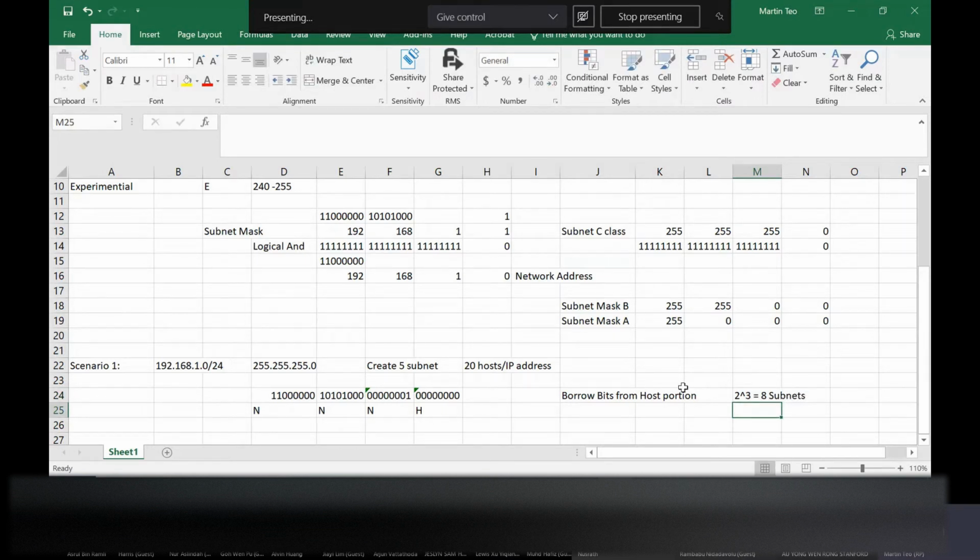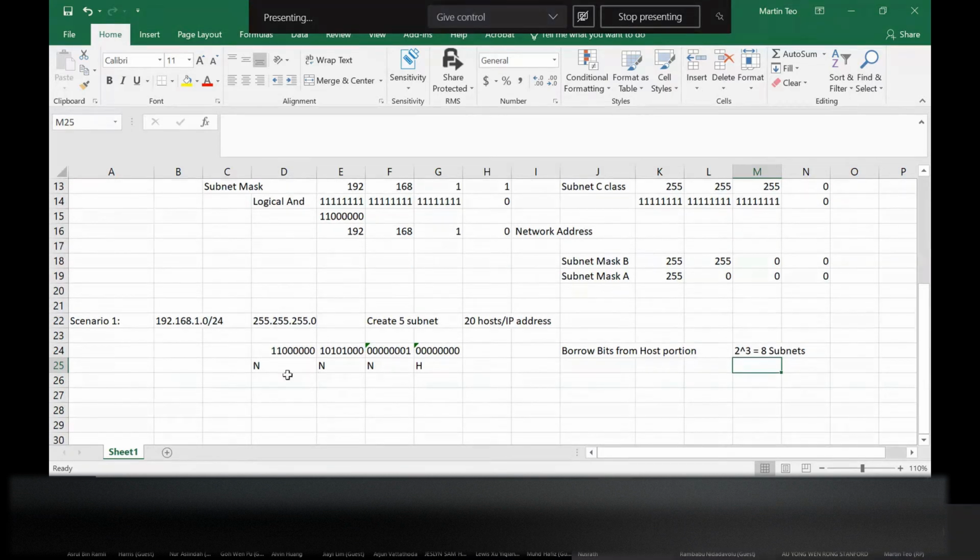All right. So over here, all right, then over here, okay, we borrow 3 bits. This will become 1, 2, 3, 4, 5. This will be the new subnet mask. Okay, this will be the new subnet mask. So later we will see for ourselves.